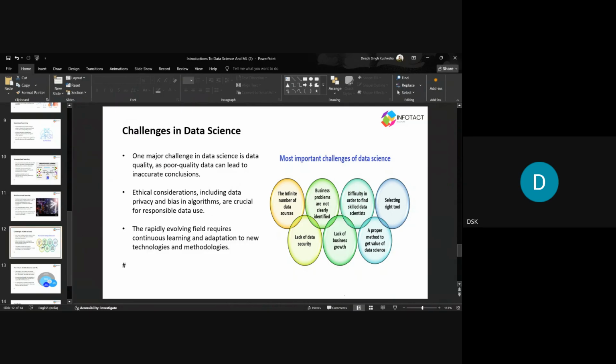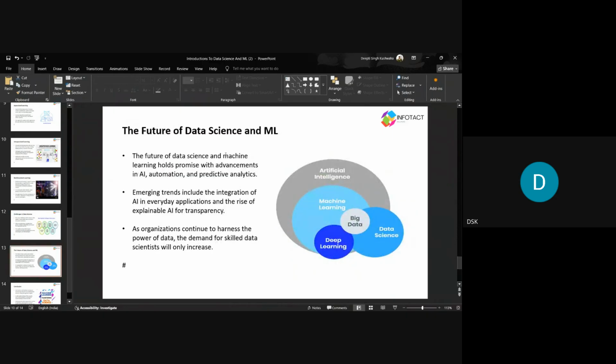Then we'll see the future of data science and ML. As we have discussed, it involves many fields, like data engineers, machine learning engineers, different roles, data analysts, and today we have AI engineers as well. The future of data science and machine learning holds promise with the advancement in AI, automation and predictive analytics. Emerging trends include the integration of AI in everyday applications and the rise of explainable AI for transparency as well.